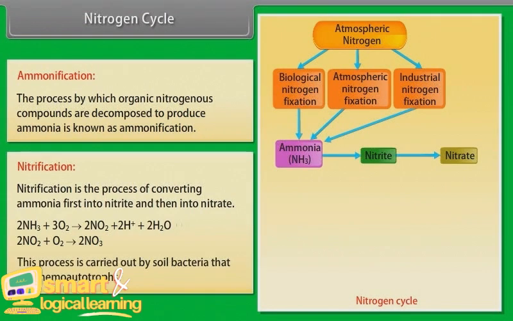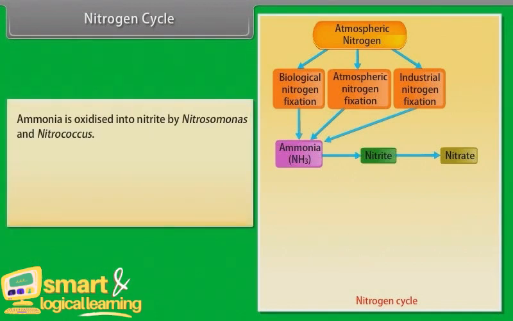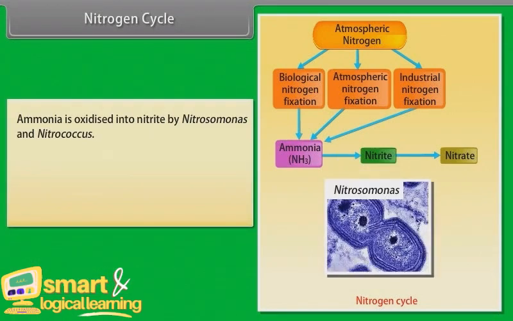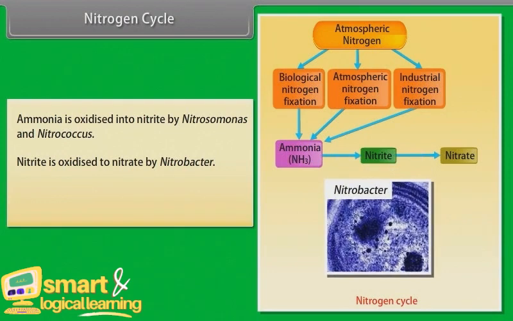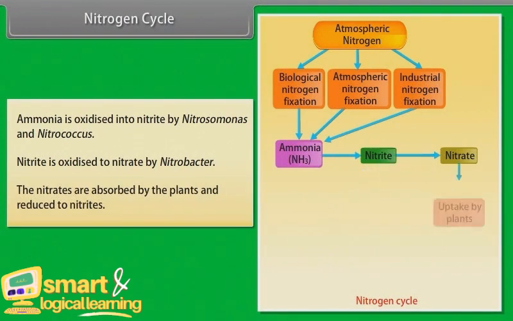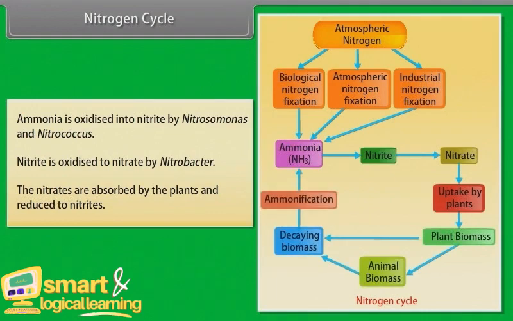This process is carried out by soil bacteria that are chemoautotrophs. Ammonia is oxidized into nitrite by Nitrosomonas and Nitrococcus. Nitrite is oxidized to nitrate by Nitrobacter. The nitrates are absorbed by the plants and reduced to nitrites.